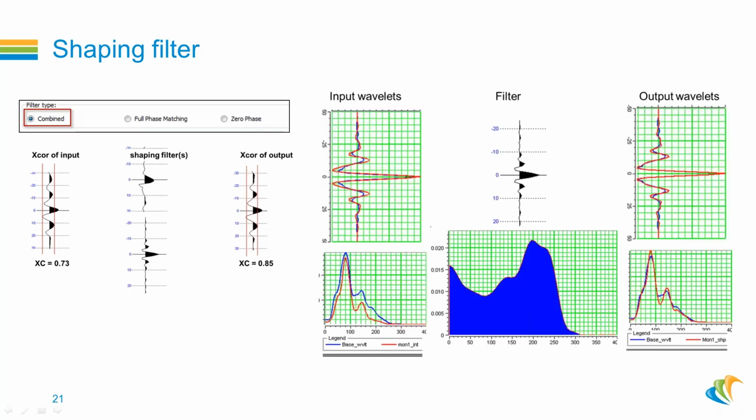And if you look at the frequency domain, we have these input wavelets, or input cross correlations, from input and the base and monitor. Base is blue and monitor is red. So we apply this shaping filter, and you see that these output wavelets, the autocorrelation, which is blue, and the cross correlation, which is red, are following the same amplitude spectrum, and also in the time domain they are almost the same.